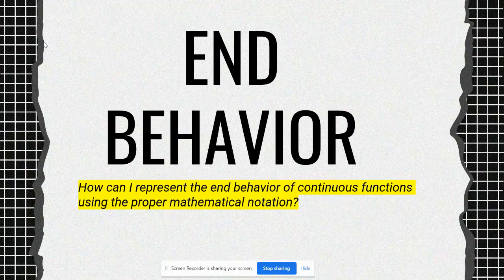Our essential question for this mini lesson will be, how can I represent the end behavior of continuous functions using the proper mathematical notation? So my goal is we're first going to start off just describing the end behavior in words, starting off slow, easy to get a grasp of what's happening, and then slowly progress and use the proper mathematical notation. So let's hop into it.